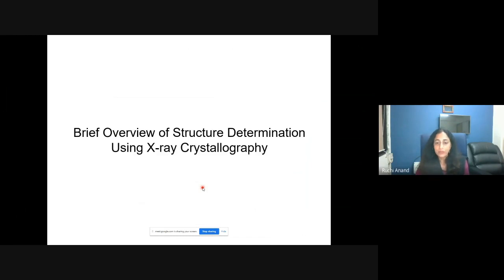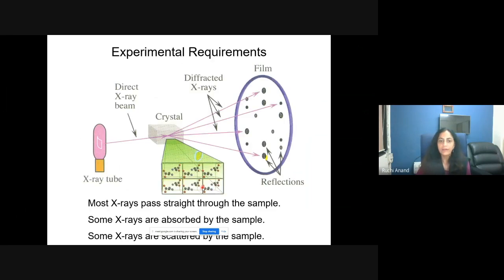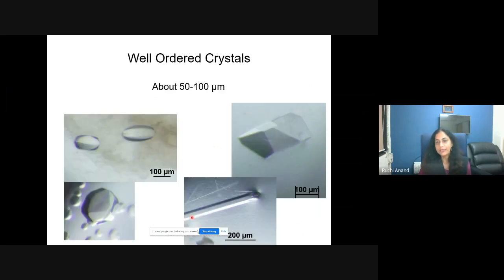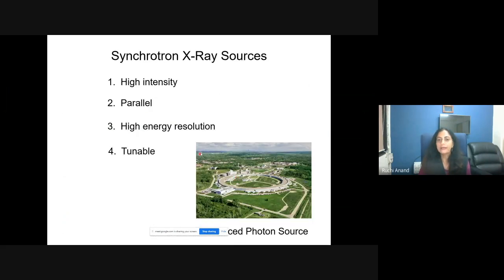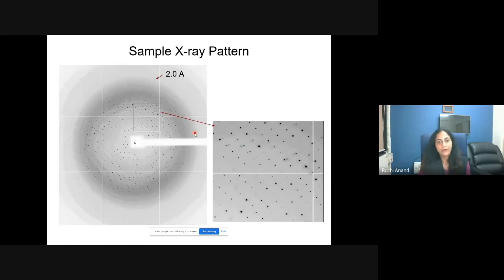So to understand the structure, I've already told you that to get the picture of the protein structure, X-ray crystallography was used. And we talked about how we shine X-rays and then we get this diffraction pattern. And we need crystals for amplifying the data. And then we use different sources like the synchrotron to get high energy sources, which are high intensity, tunable, parallel, and with high energy resolution. And from there, we get something called a diffraction pattern.